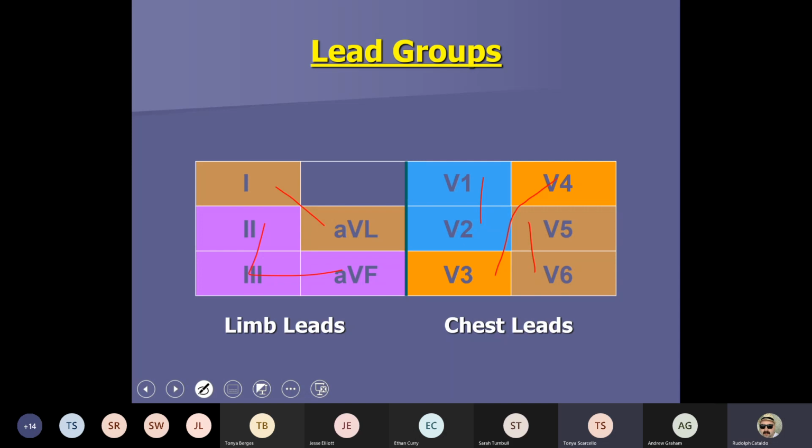Now, do I have to have depression to call a STEMI? Absolutely not. If I have elevation, I can call STEMI as well. But like next week, I will teach you guys about STEMI imposters. Things that can look like a STEMI but aren't, and how to determine if they are or aren't.